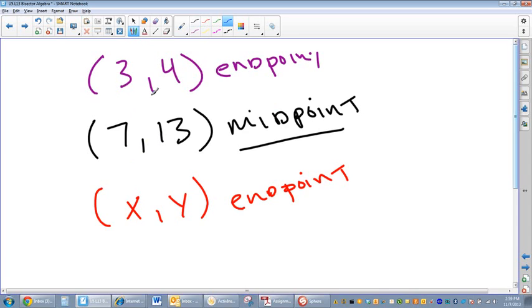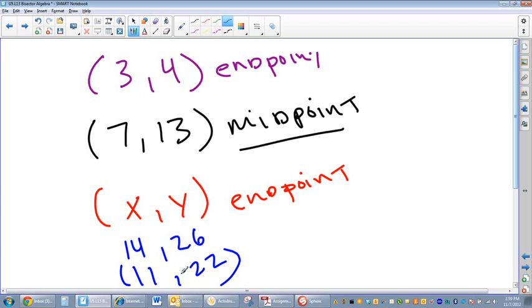Times what by 2? 7 and 13, so that'd be 14, comma 26. Yeah, and then you subtract 3. Subtract 3, so I get 11, comma 22. What is 3 plus 11? 14 divided by 2 is 7. 4 plus 22 divided by 2 is 13.